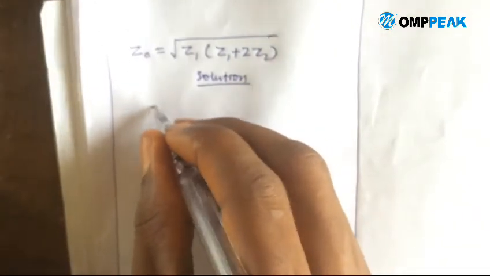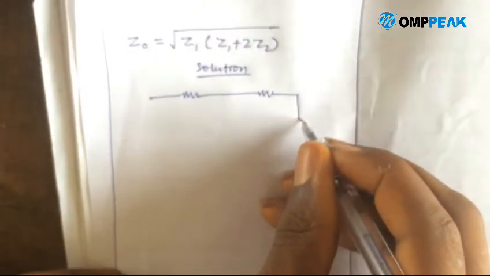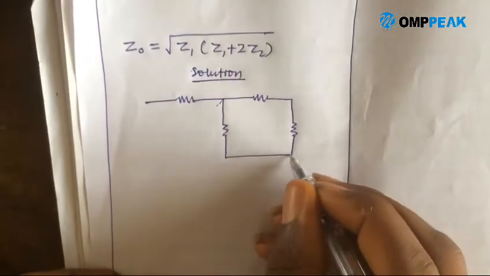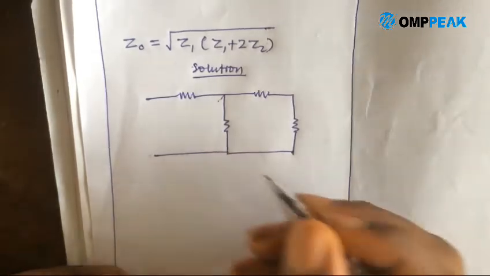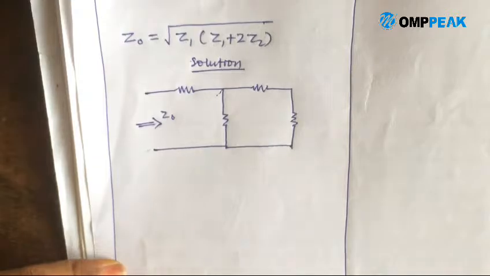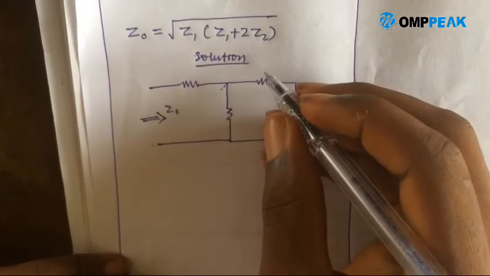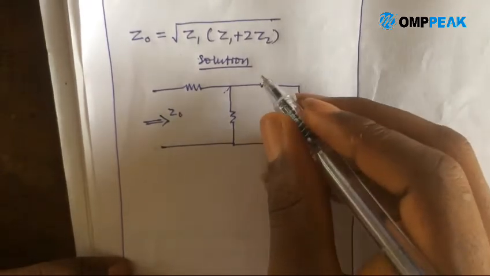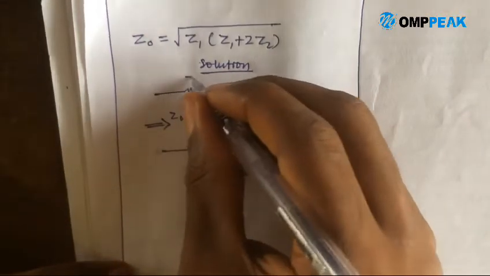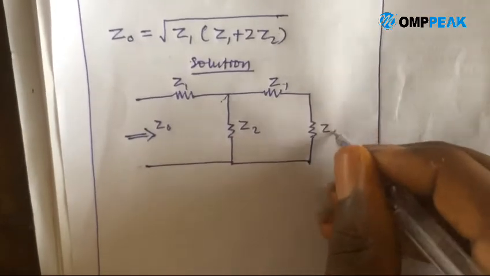So the circuit diagram looks like this. Now we are looking for Z0. Don't forget this, we are solving this by using the same rules for finding R equivalent in a circuit. Now let's say this one is Z1, this one also is Z1, this one is Z2, this one is Z0.